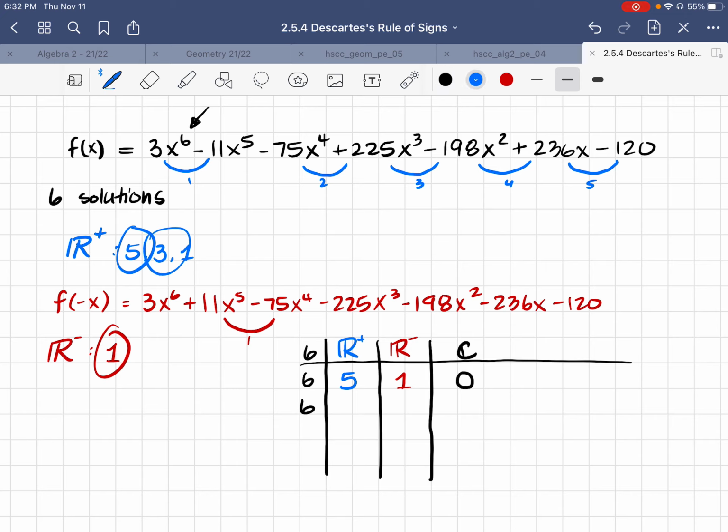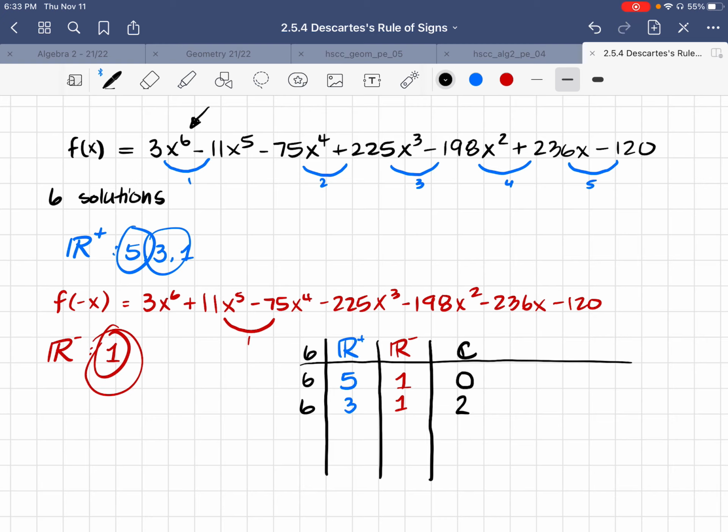Now, 5 is not the only possibility. We could also have 2 less than that. So we could have 3. Now, if we have 3 positive roots, we can have 1 negative, because that's what it tells us our possibilities are. Now, if there's 3 positive and 1 negative, that's not enough to make that 6 right there. And this is why we would have to have 2 complex roots.